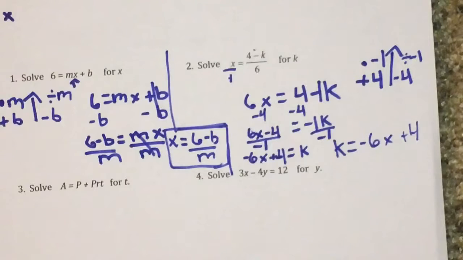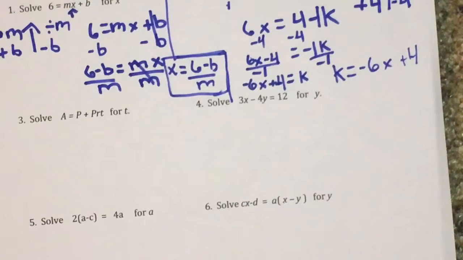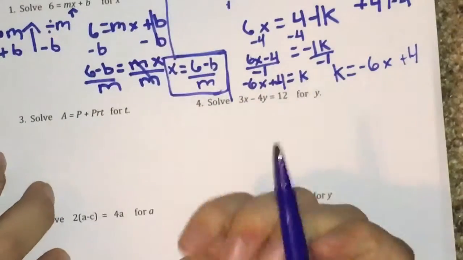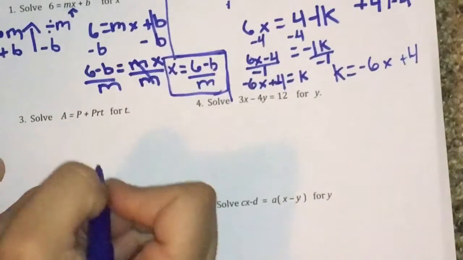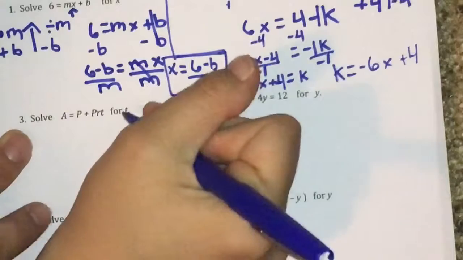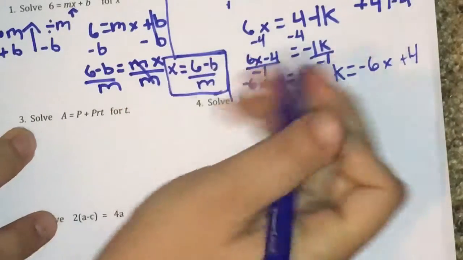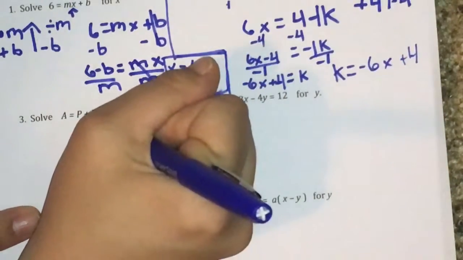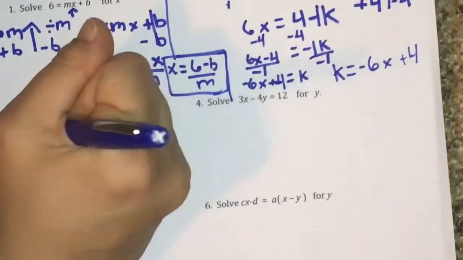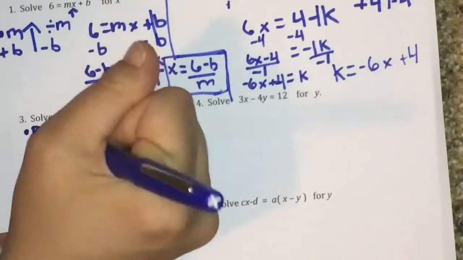Let's go ahead and look at number 3. Number 3 says a equals p plus prt. Solve for t. Well, nothing that we can simplify here. No cross multiplication going on, nothing like that, no distribution. So let's go from here. In this case, we're solving for t. So we need to decide what is happening to t. Well, it looks like it's being multiplied by r and p. So step 1 is that it's being multiplied by pr.